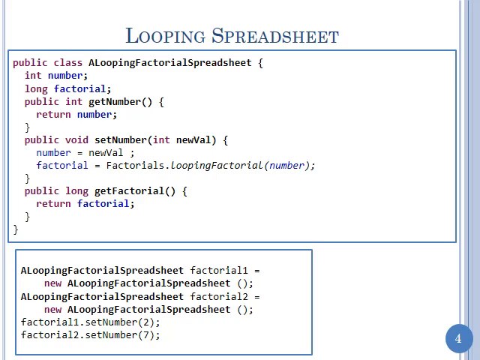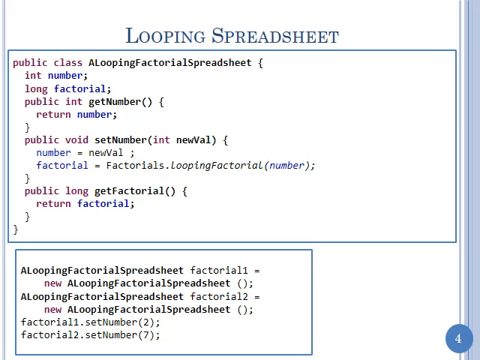So I had a looping factorial spreadsheet, where I had a get number and a set number. And the set number was doing more than setting the number. It was also computing the factorial so that when I called get factorial later, I would get back the factorial for the last number I set.